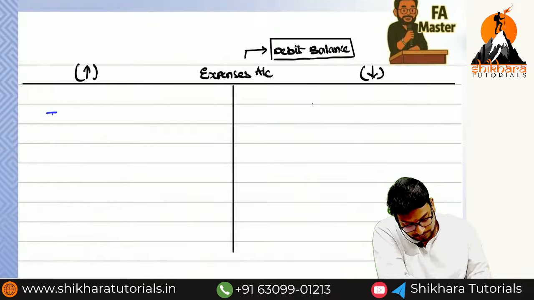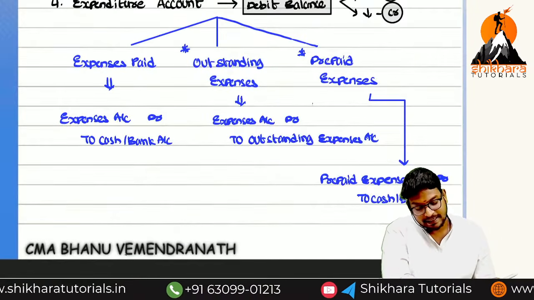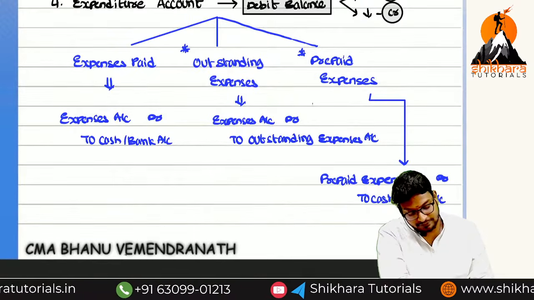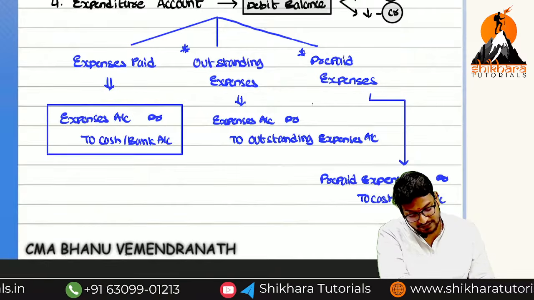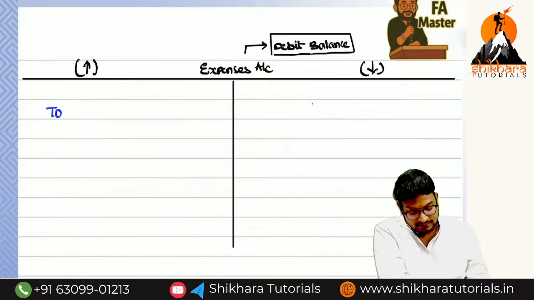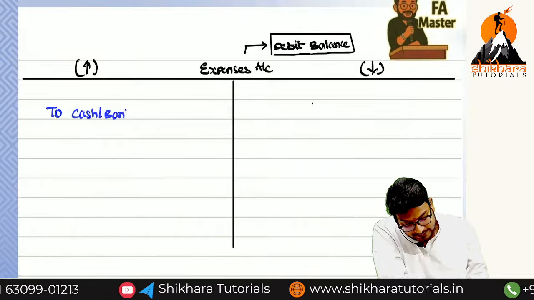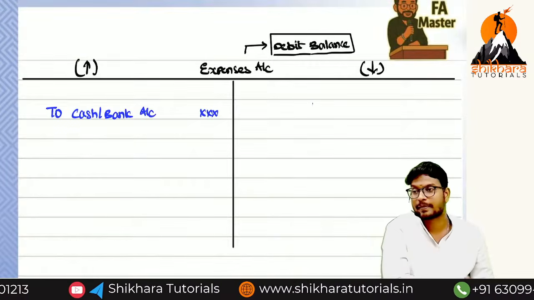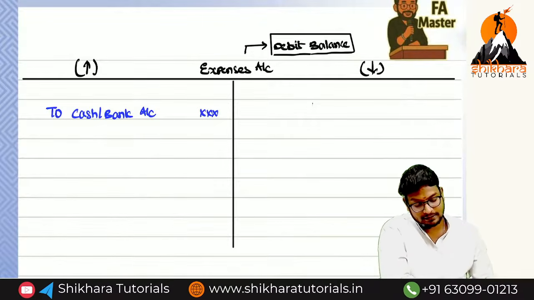So what are the three items that are going to come? Expenses paid, outstanding expenses and prepaid. What is the entry for expenses paid, ma? Expenses account debited to cash or bank account. That means increasing or decreasing, ma? Increasing. So to cash or bank account.